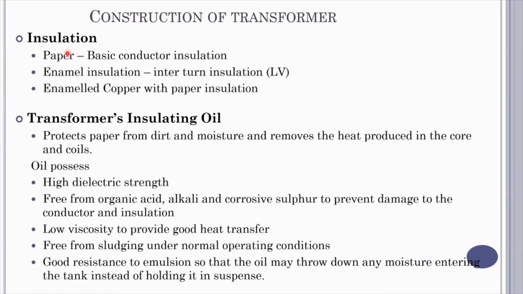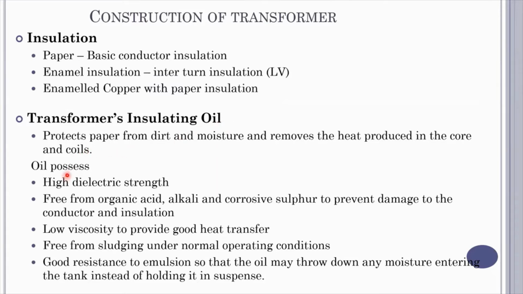Between the laminations, we are supposed to provide some insulation, and that insulation is provided by either paper or enameled insulation or enameled copper with paper insulation. This selection of insulator depends on the type of application or the voltage level of the transformer. And we also use oil as insulating material in case of high voltages.